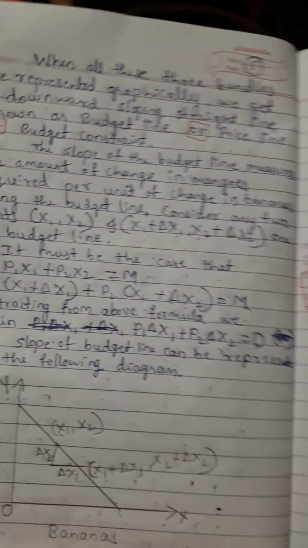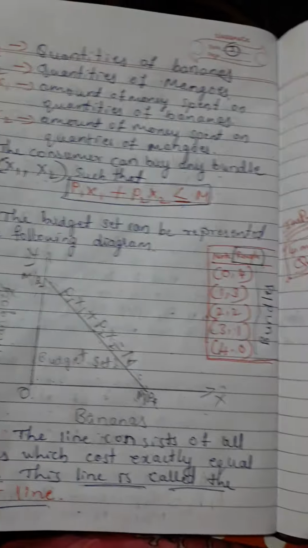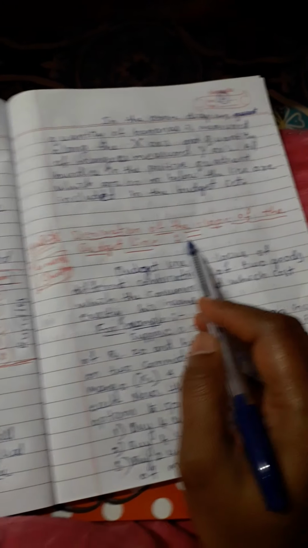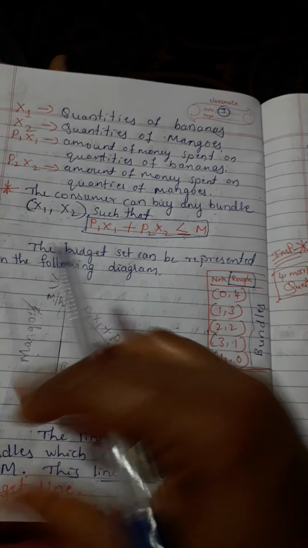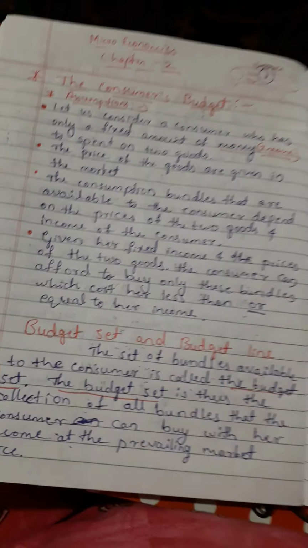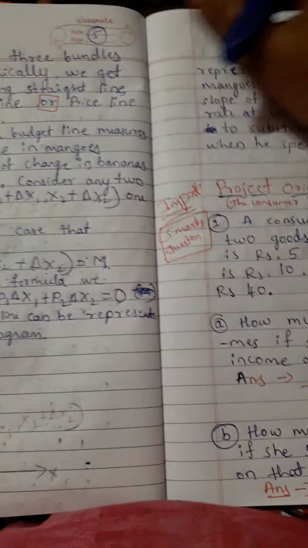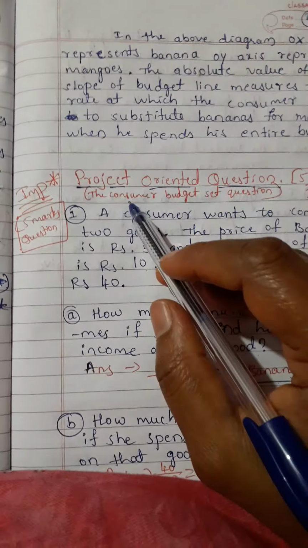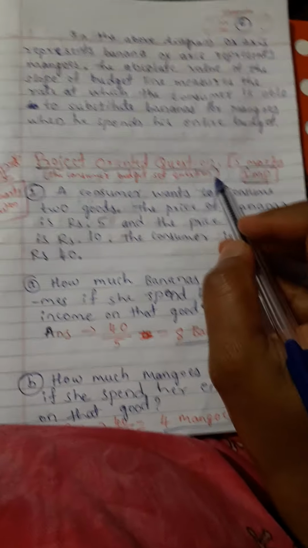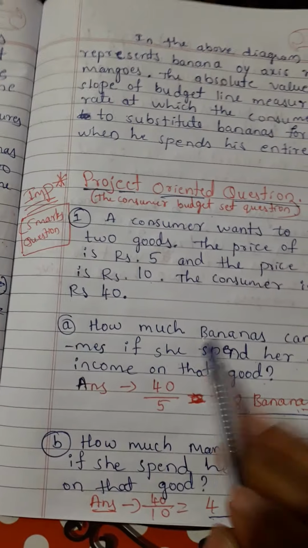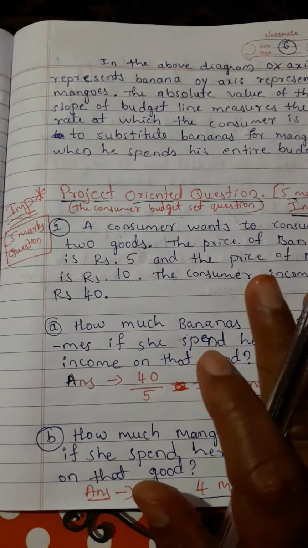Yes, this is the 4 marks question and answer: derivation of the demand curve, and next the budget set. Both are important. Another important concept included in the consumer's budget is the project oriented question, a 5 marks question. It is the compulsory question for annual exams.